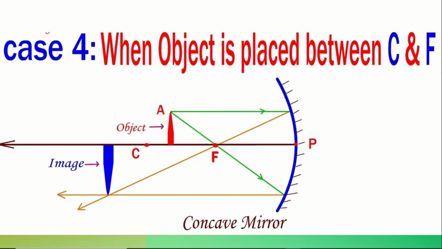So moving to case 4. In case 4, when the object is placed between C and F, the image forms beyond C. Here we can see this red color is the object, that is AB is the object. Two light rays are coming from the object. One is parallel to the principal axis and the other is moving on to the principal focus. When these two rays hit the concave mirror, they reflect. After reflection, these two reflected rays coincide at a point which is beyond C. Here what we get is an enlarged real image of the object, that is an inverted image of the object.